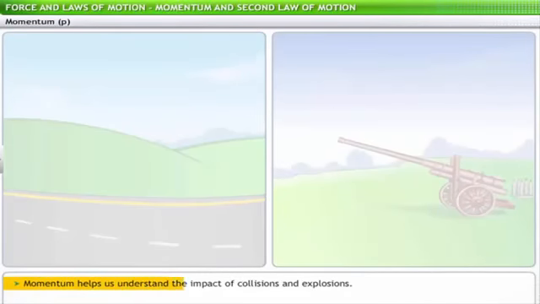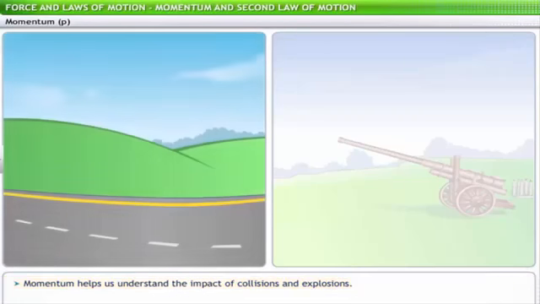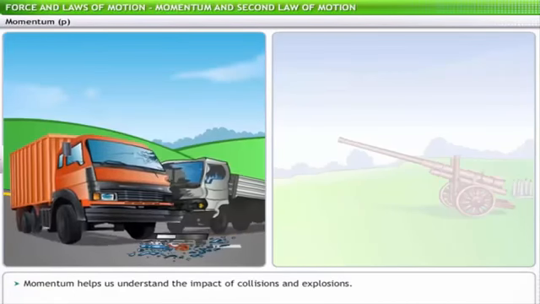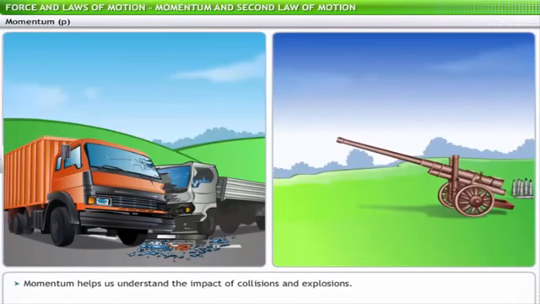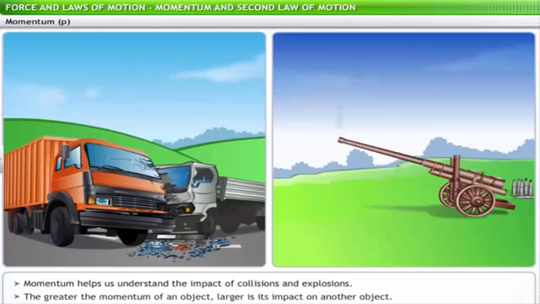Momentum helps us understand the impact of collisions and explosions. For example, it explains the impact of a collision between two trucks or a cannon firing. The greater the momentum of an object, the larger the impact is on the other object.